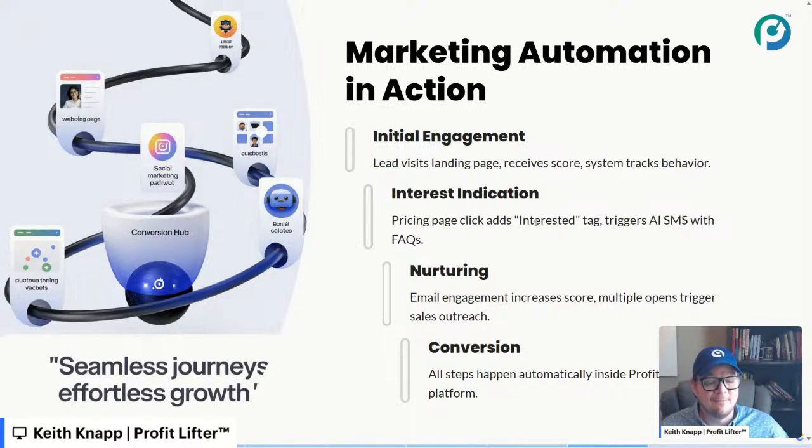And then lastly, the conversion. All steps can happen automatically inside of your Profit Lifter account. This is the beauty of it. This is the conversion. You can automate everything. You are still going to have to be involved in the sales pitch, though. Let's get that straight. If you get a lead, you still have to call your leads. You still need to pitch them.